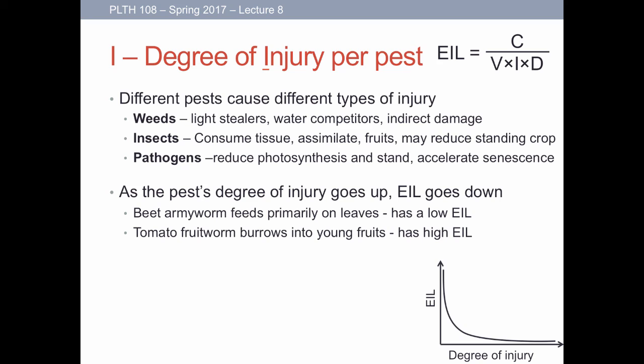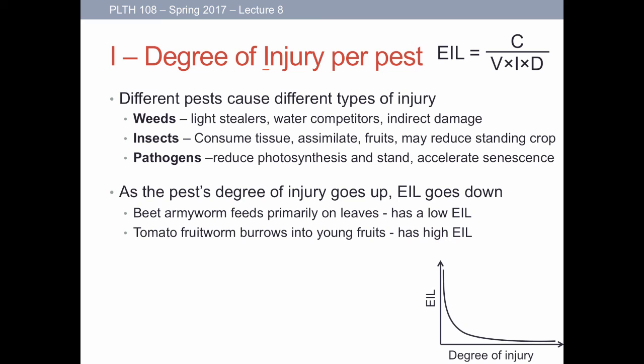But anyway, the whole idea of this, what was I talking about? Degree of injury. The idea behind this degree of injury is just that if the pest causes much more severe damage, just sort of naturally and obviously, we're not going to tolerate as much of that pest in the system.